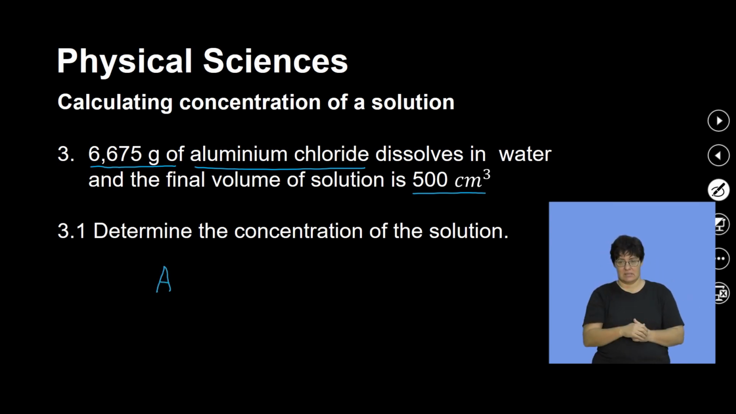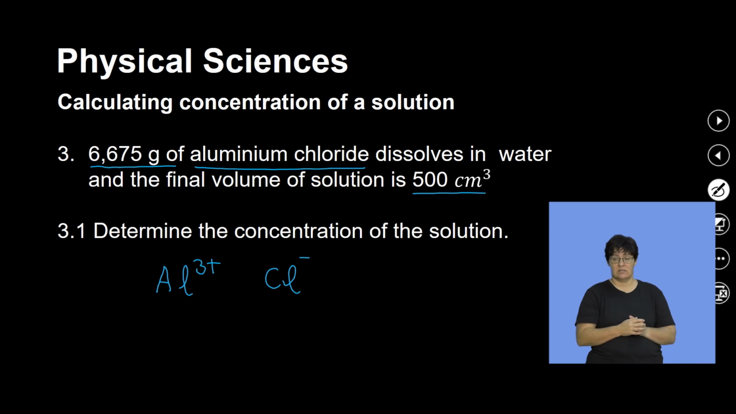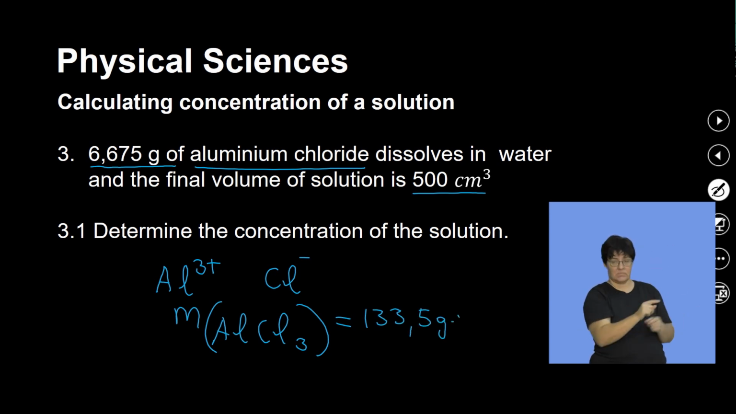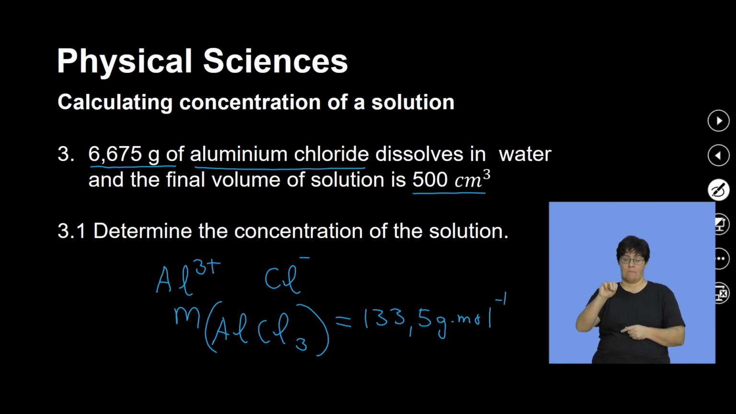So aluminium, as a metal, occurs as the Al3+ cation, and then we also have Cl-, which is the anion. So the resulting formula of this ionic substance is actually AlCl3, right? So from this moment we can already determine the molar mass of it if we know the formula. The molar mass of aluminium chloride is 133.5 grams per mole. That's what you get from the periodic table. This is what we need.